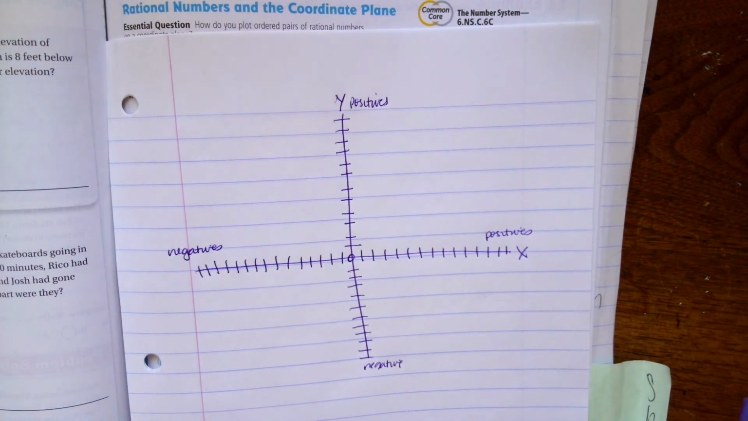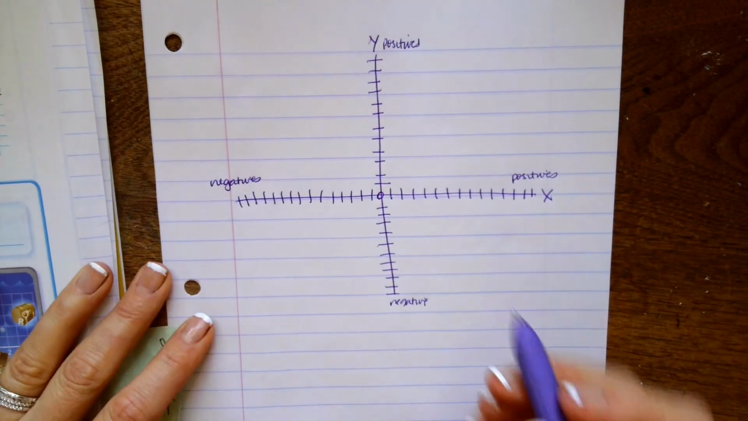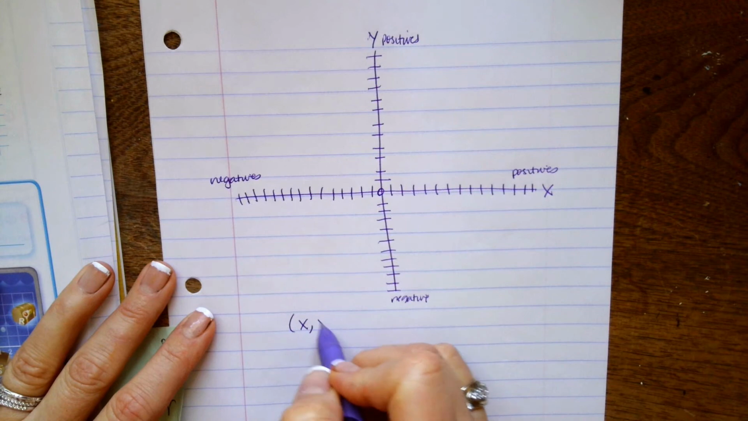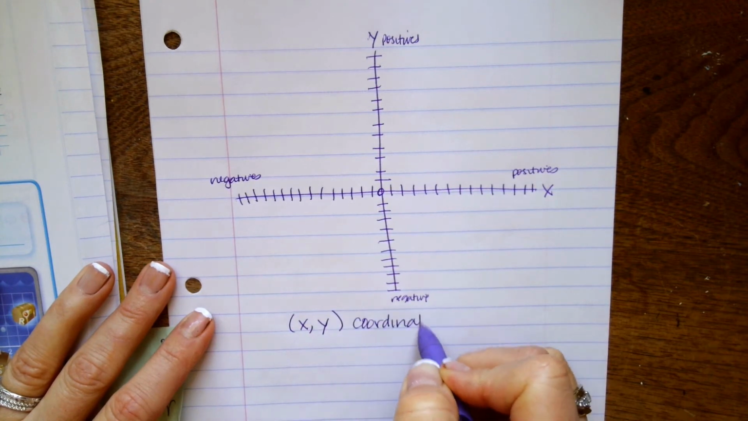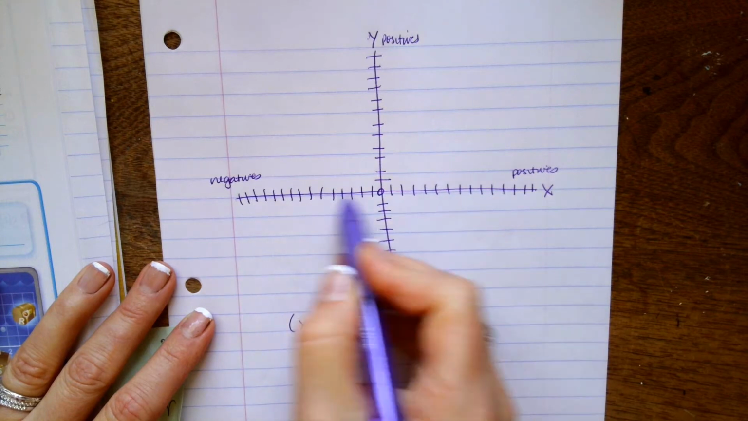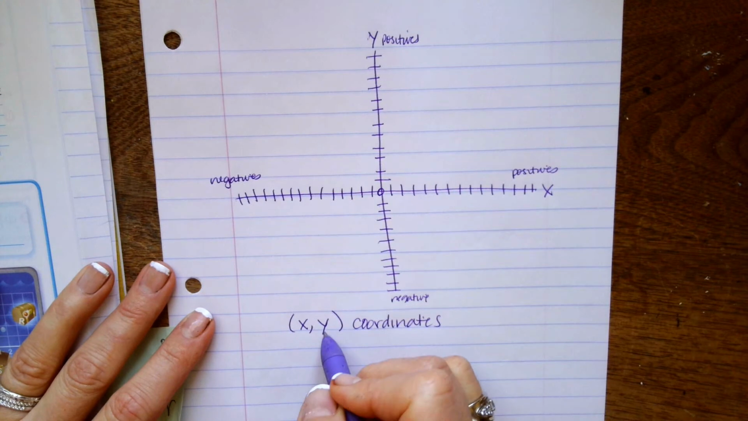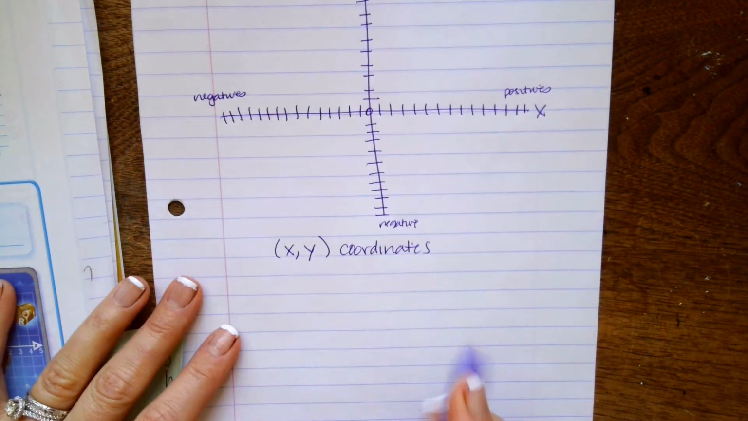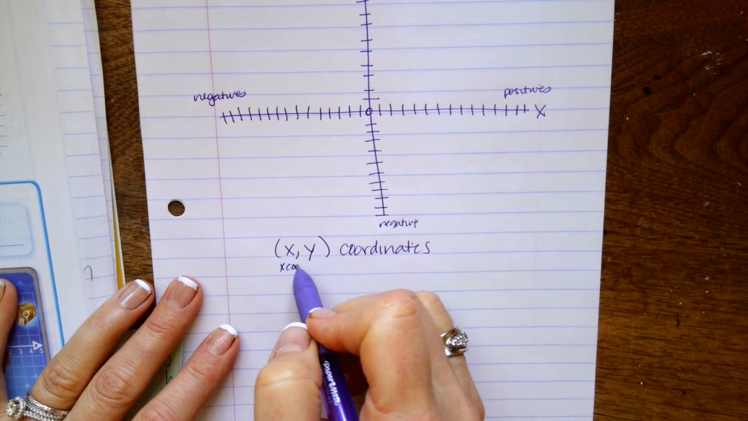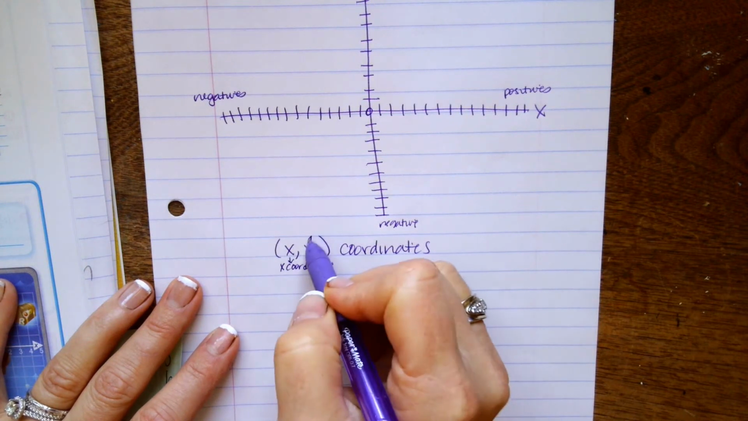Okay, so that is what they're talking about when they're saying the coordinate plane. And the reason why it's called that is because these things right here are called coordinates. A coordinate is one x value. It's either positive, negative, or 0. And then they do a comma, and then they give you a y value. So this is the x coordinate right here, and this is the y coordinate.